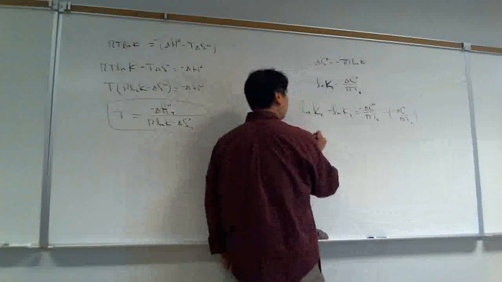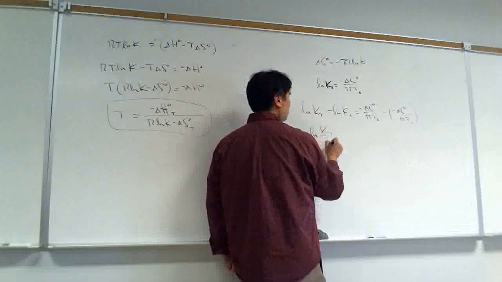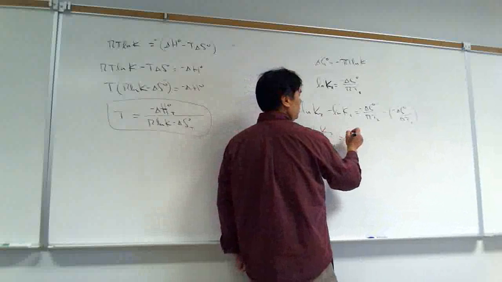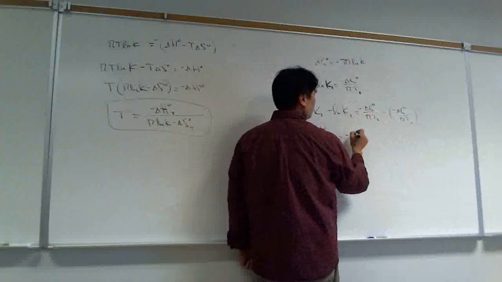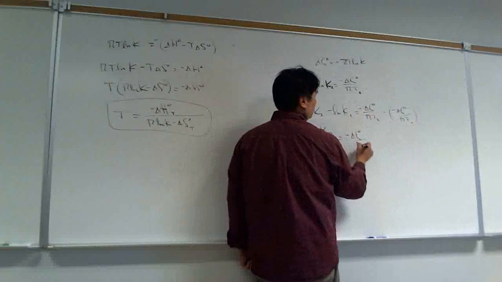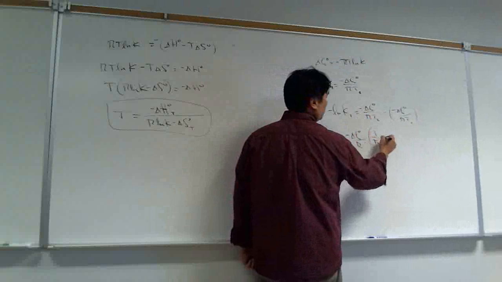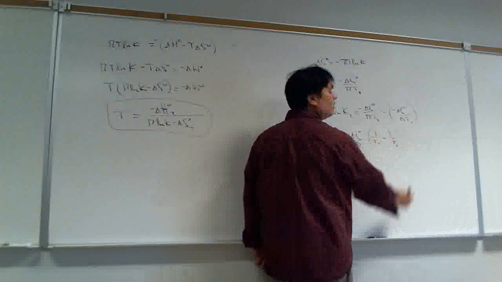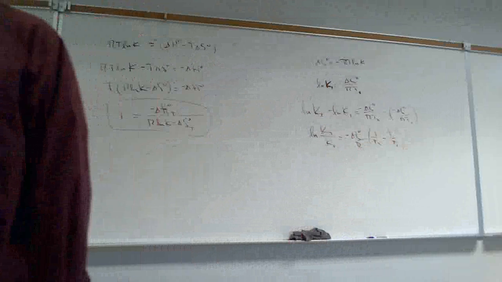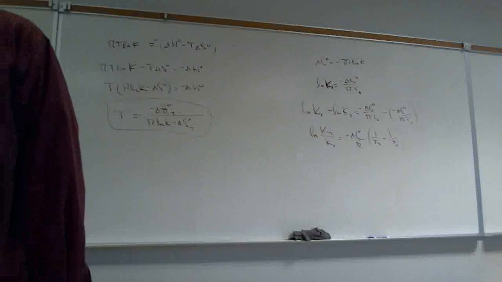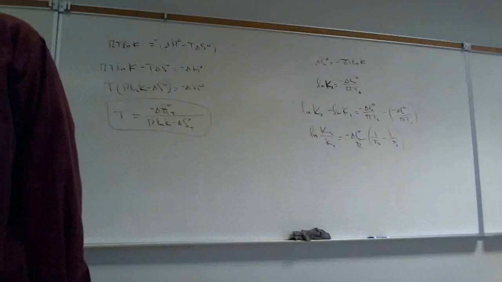And therefore I'm going to get this equation. ln of K2 over K1 is equal to, I'm going to factor out the delta G naught and R. So I'm going to get minus delta G naught over R, 1 over T2 minus 1 over T1. Does that equation look good? Mathematically, it seems okay because that's our trick, right?